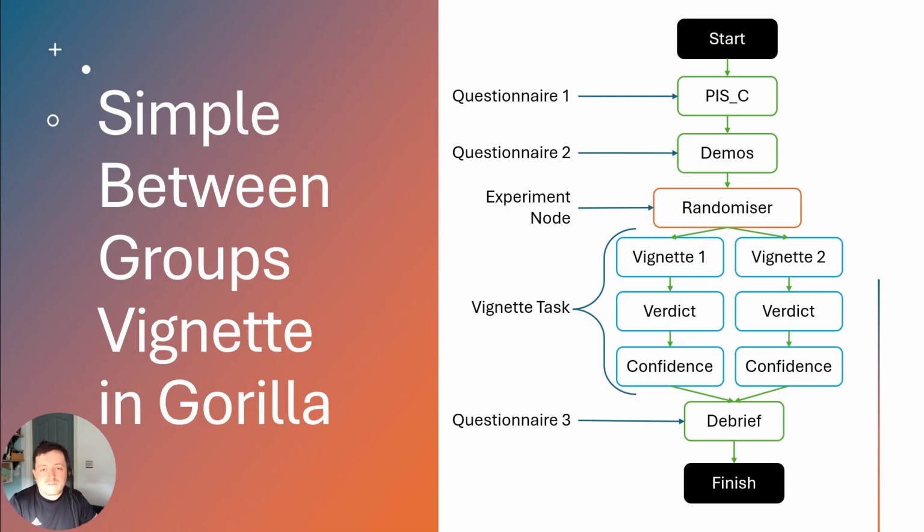After they've read the vignette, they're going to be asked to pass their verdict on the perpetrator in the story. And then finally, we're going to ask them for their confidence. After that, all participants come together to view the same debrief sheet, and then they hit the finish node, which is the end of the project.